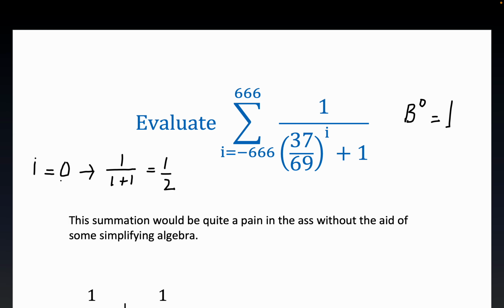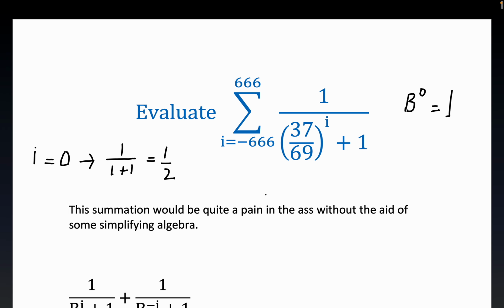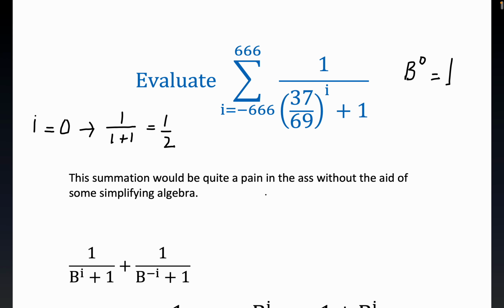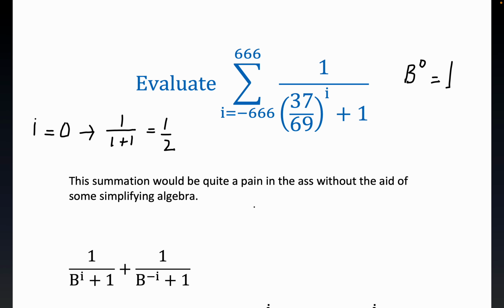Now, this 37 over 69 looks pretty tough, but it turns out the constant means nothing. It's just a thinly veiled red herring here. The algebra will simplify this thing immensely, independent of the value of the constant. Okay. Now each of these, let me write this down also.